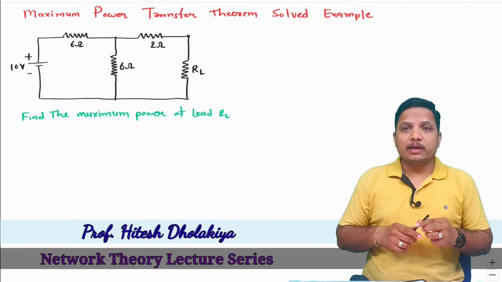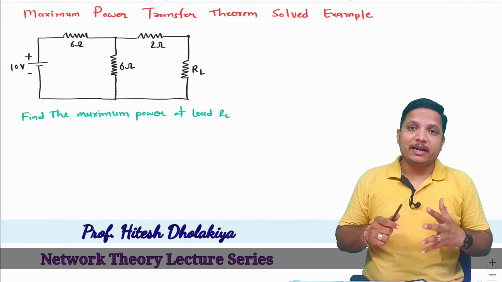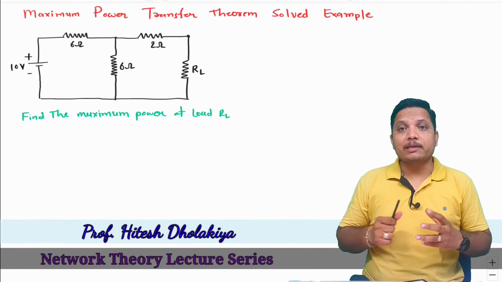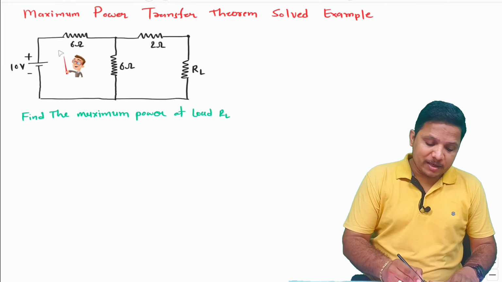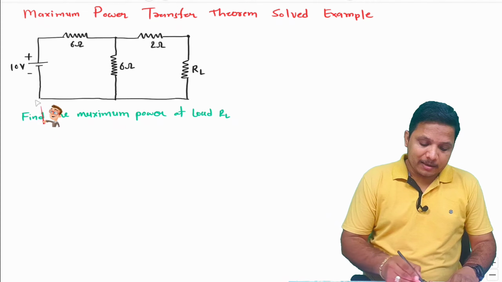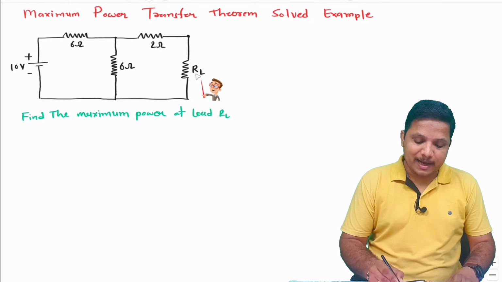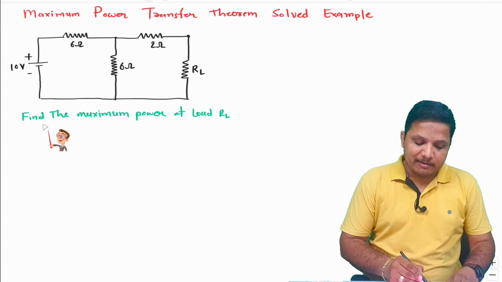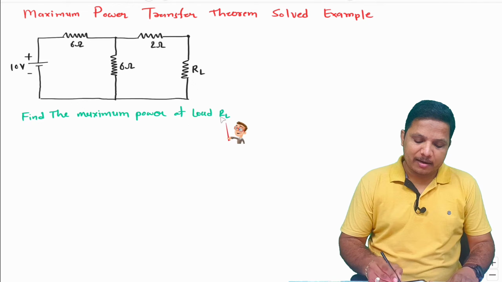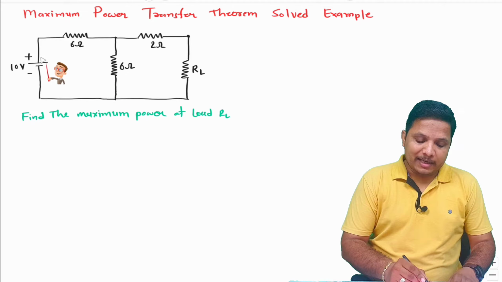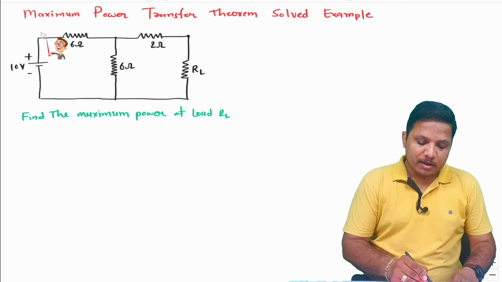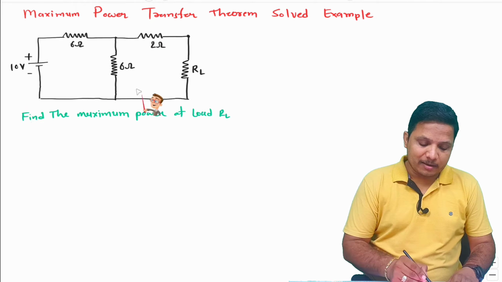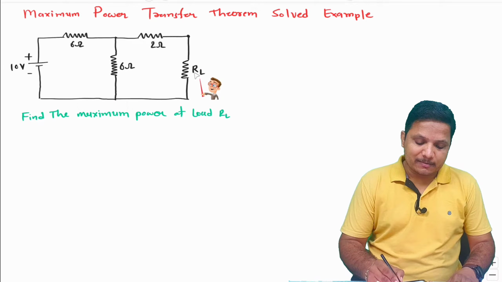I, Professor Ritesh Dolakia, am going to explain one very interesting example based on the maximum power transfer theorem. Here you have been given an electrical network in which the load resistance is RL, at which we have to find the maximum power. I have already explained the maximum power transfer theorem for a resistive network. If you observe, this is the resistive network and this is our load resistance.